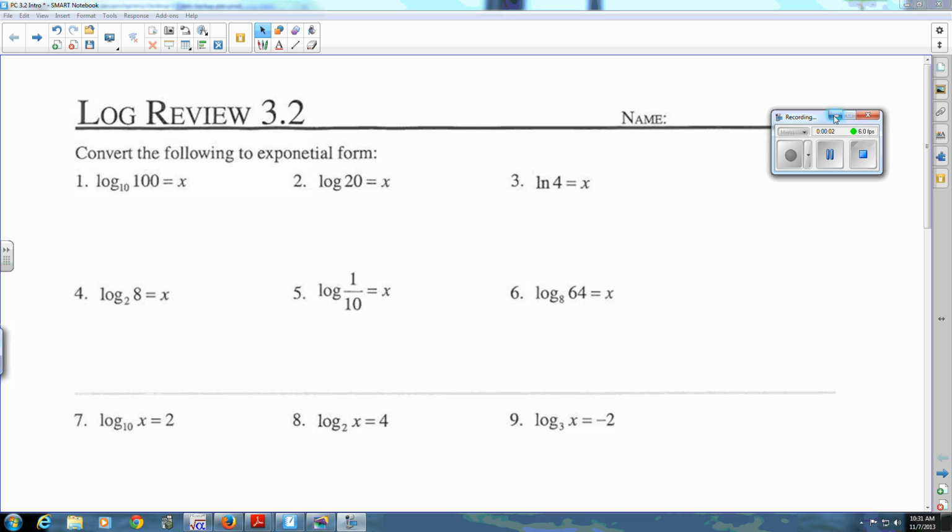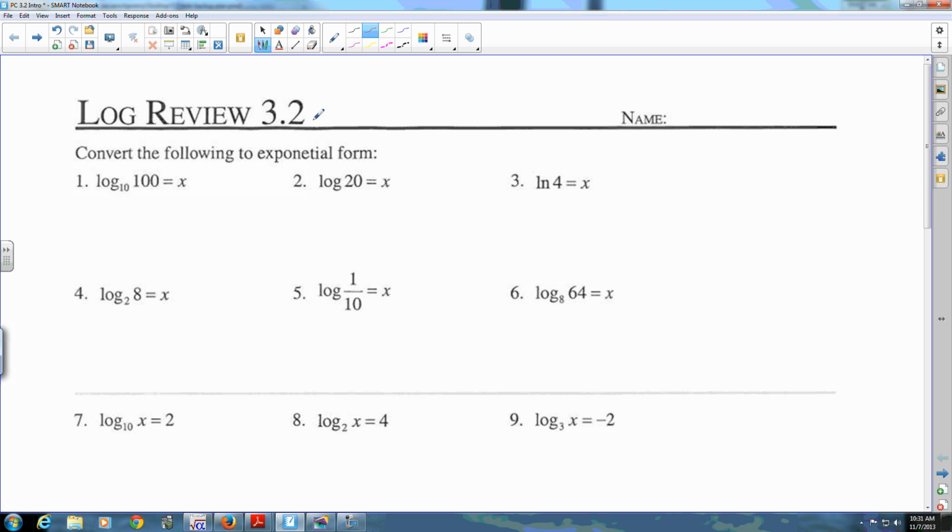Hello everyone. For section 3.2 for precalculus, I'm going to work through logarithms with you guys. The first couple of things is needing to know how to pronounce these.